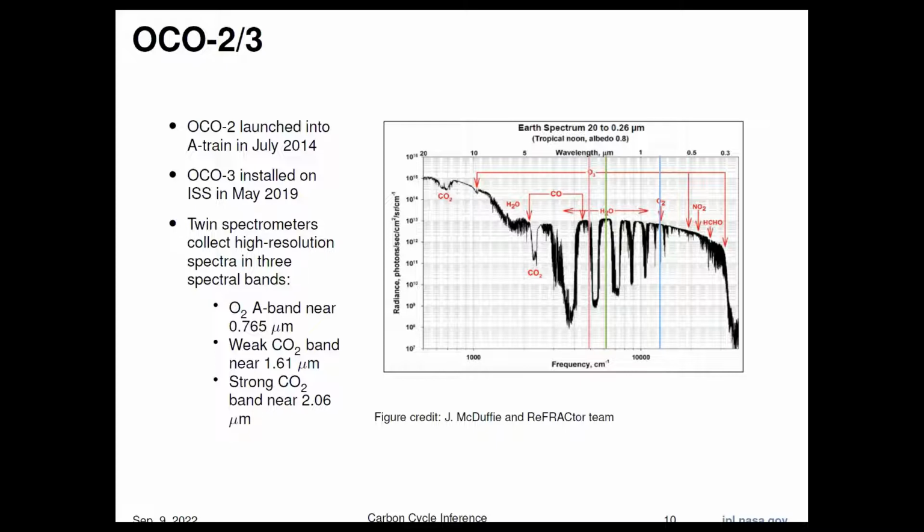There are 3 vertical bars in here, a blue, a green, and a red, and those are the 3 narrow bands of the spectrum that these instruments observe, and they produce those 3 panels of the radiances that we saw on the previous slide. OCO2 has been up in a polar orbit on its own satellite since 2014. OCO3 was installed on the International Space Station in 2019.